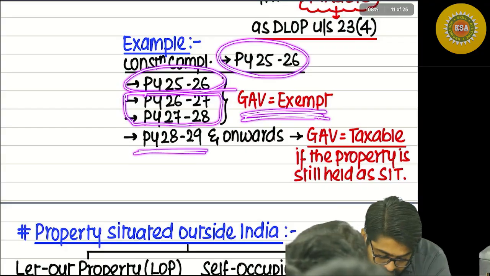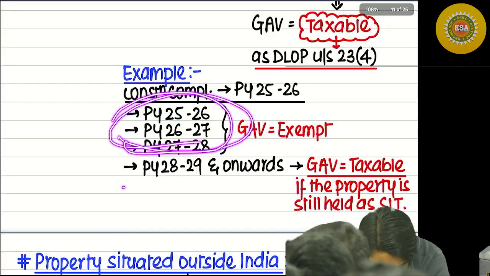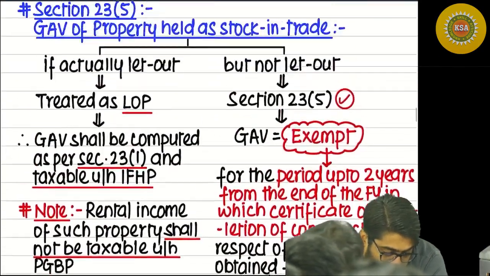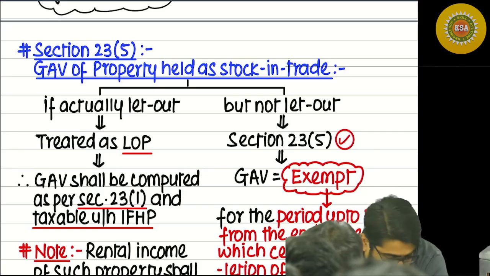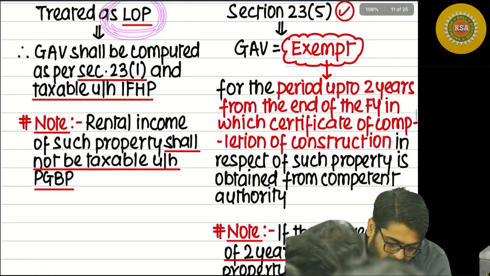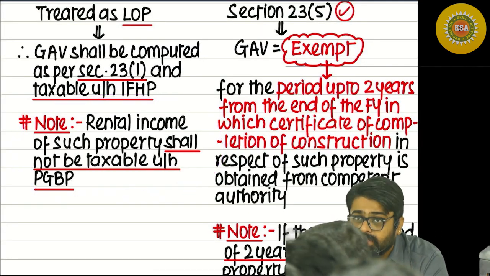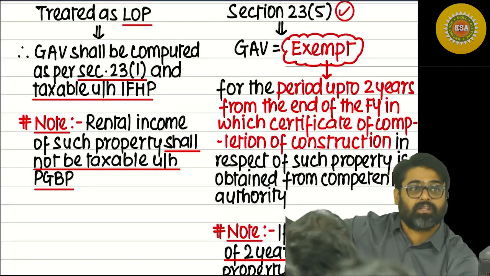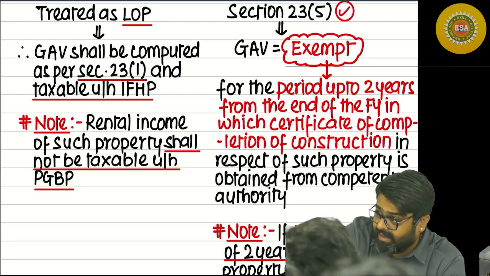And after that, from year 28-29 onwards, the GAV will be determined if the property is still held as stock in trade. But within this period or afterwards, if the property is actually let out, then the property will be taxed under house property and the annual value will be taxable. The amount cannot be taxed under the head PGBP because your business is not to earn such rental income. Getting my point? Understood? Clearly understood?